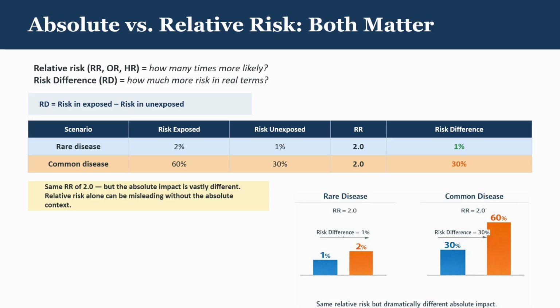Risk in exposed minus risk in unexposed. Here's why this matters so much. Consider 2 scenarios, both with an RR of 2. A doubling of risk with exposure.